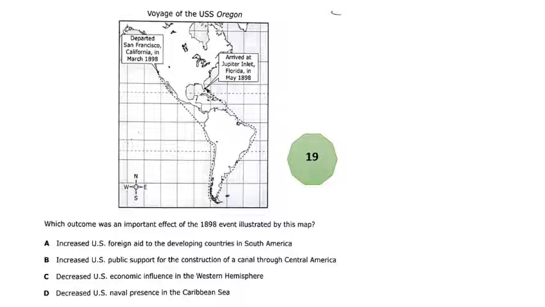Question 19. Voyage of the USS Oregon. So it's leaving from San Francisco and it's going to sail all the way around South America, up around. It's going to arrive in Florida. But look how long it takes. It leaves in March. It doesn't arrive until May. So it takes, what, March, April, May, 3 months. Which outcome was an important effect of the 1898 event illustrated by this map? It's a long trip. Remember we talked about the Panama Canal. We want a canal to cut that trip in half. Look how much shorter the trip would be. So, public support for the construction of a canal through Central America.